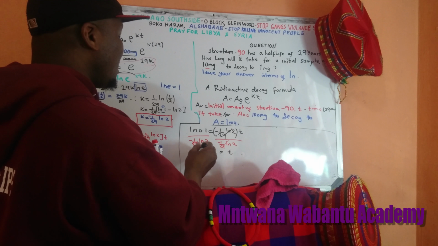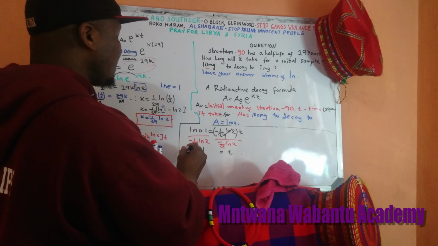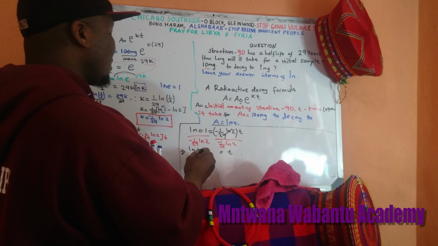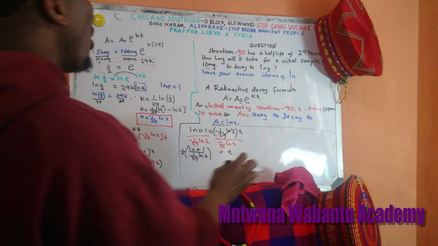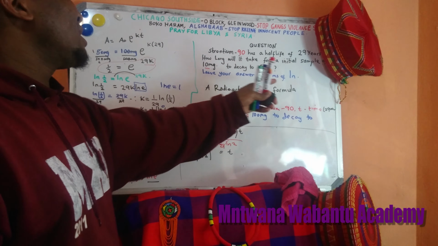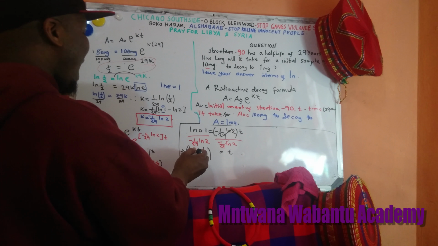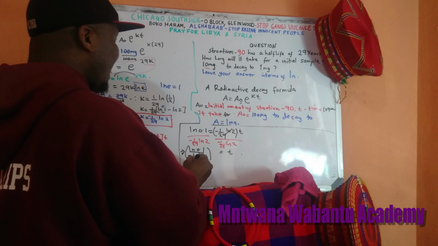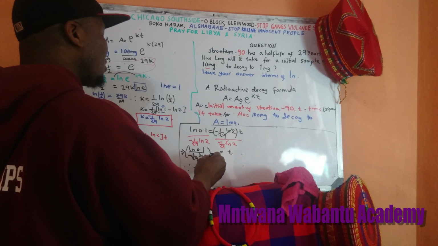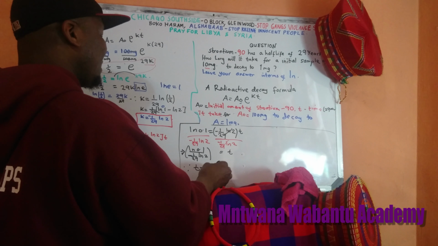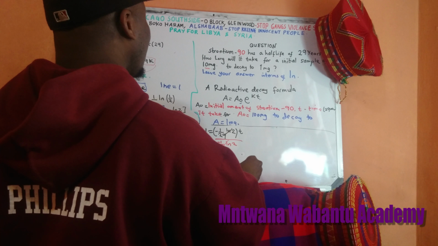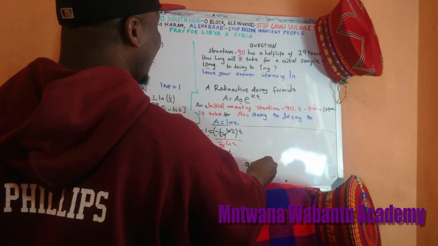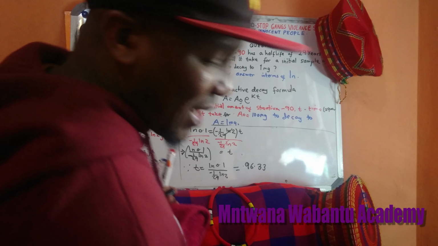So t equal to log of 0.1 over negative 1 over 29, log of 2. Plug this in the calculator, or you can leave it how it is, because if they say leave your answer in the log, I could leave it like this. Or if I had to simplify using the calculator, this is going to give me 96.333, such and such.